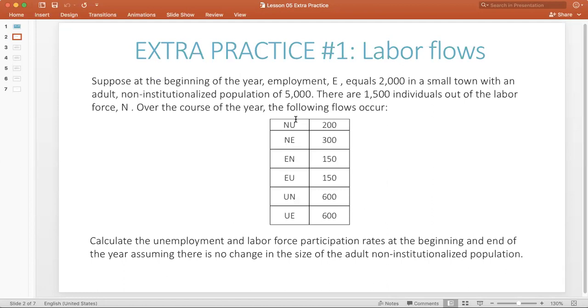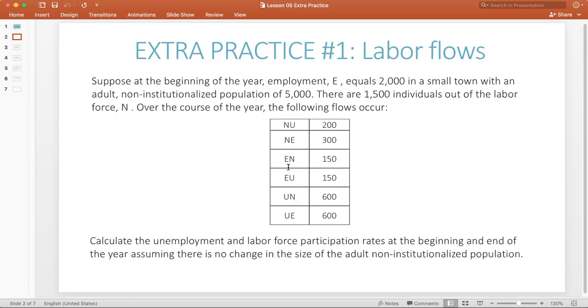So looking at this table and knowing how to read it is important. The first row that says NU, that means that there's 200 people going from out of the labor force into unemployed. And then for NE, it would be out of the labor force into employed. EN would be employed into not in the labor force, and then so on.